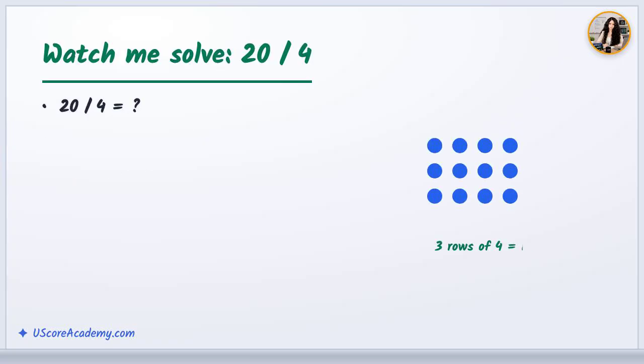Let's solve 20 divided by 4. Ask yourself, 4 times what equals 20? 4 times 5 is 20, so 20 divided by 4 is 5. Using the times fact makes division quick.